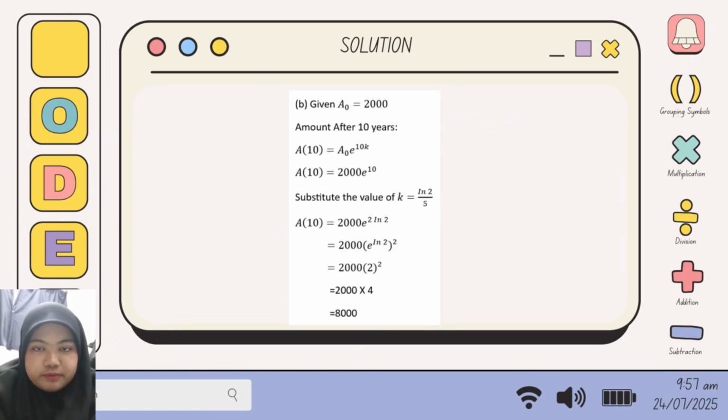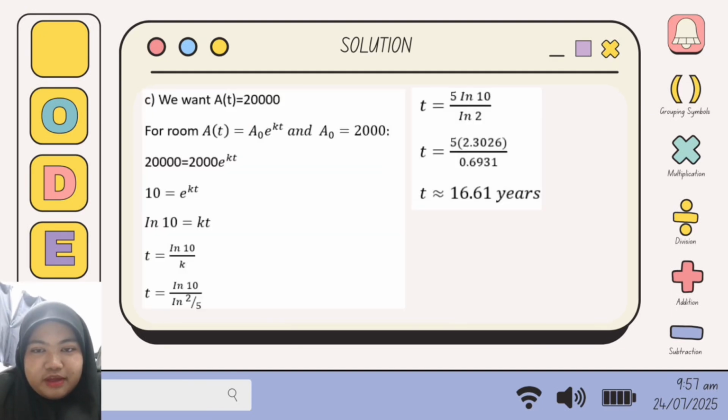Now we go for part B. For part B, we want to find the amount after 10 years. So the initial amount is RM2,000. So A(10) = 2,000 e^(10k), and then we substitute the value of k. So A(10) = 2,000 e^(2 ln 2). So 2,000 times 2 squared equals 8,000. Therefore, the amount after 10 years is RM8,000.